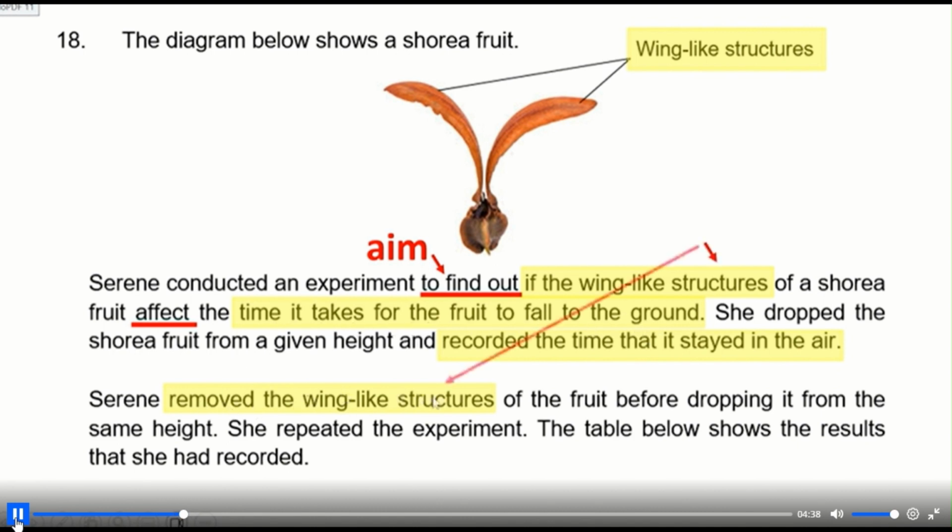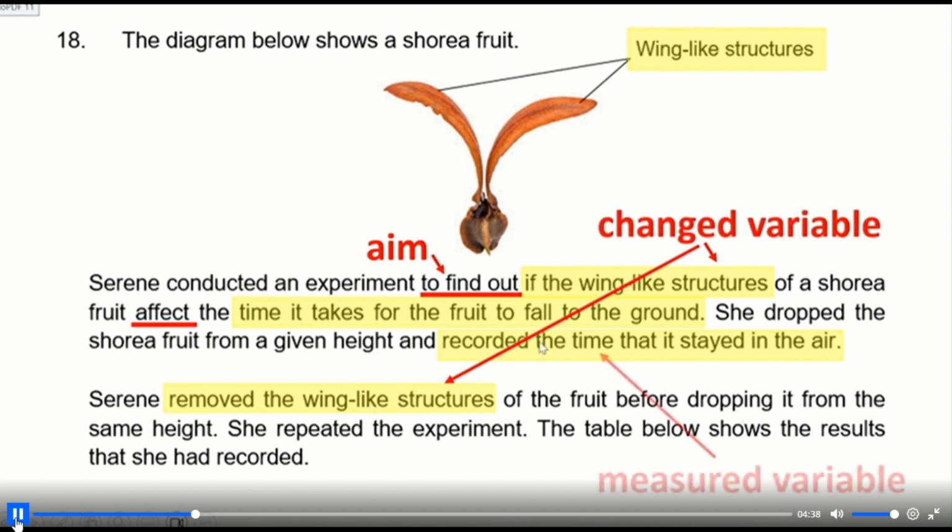So Serene removed the wing-like structures of the fruit before dropping it from the same height. Now, we see that the changed variable over here is whether the fruit has wing-like structures or does not have wing-like structures. And for the measured variable, they are looking at the time that it stayed in the air. How long does the fruit stay in the air? That is the measured variable.